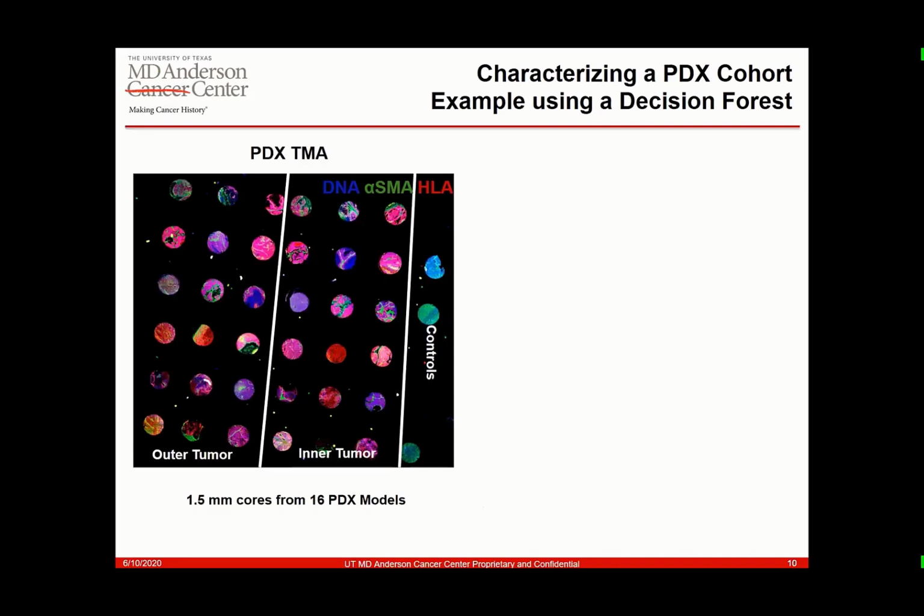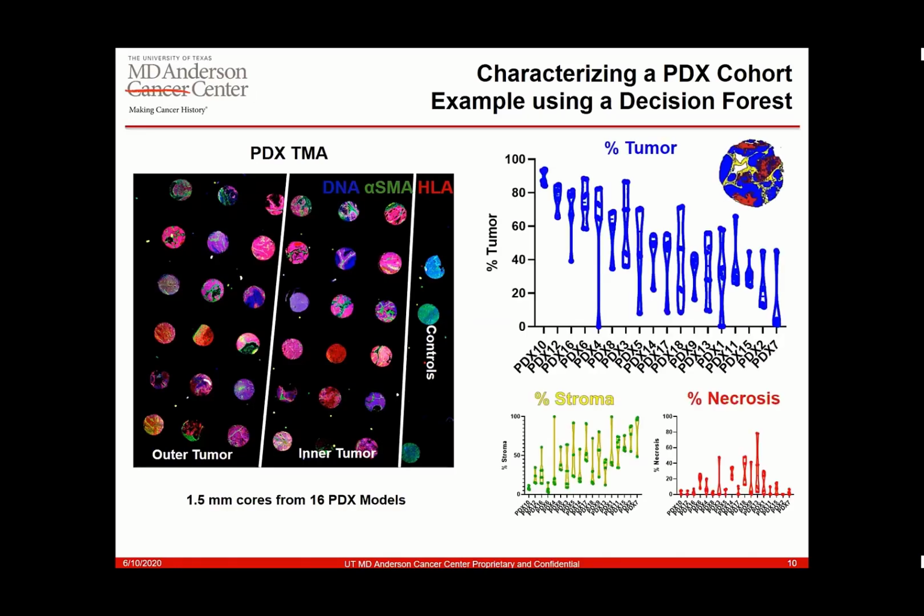So I created this PDX of a set of xenograft models that we have. This is all just untreated models, and I made a point to include cores from both the outer part of the tumor and the inner part of the tumor, and also controls for things like immune cells and general tumor cells. But what's nice about using a decision forest is that in a pretty short period of time, you can stratify this data. So one kind of cool thing I was able to do with this, just as an example, is to rank the percent tumor for each of these, right?